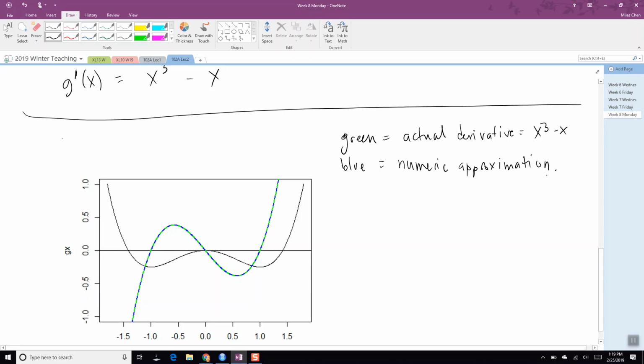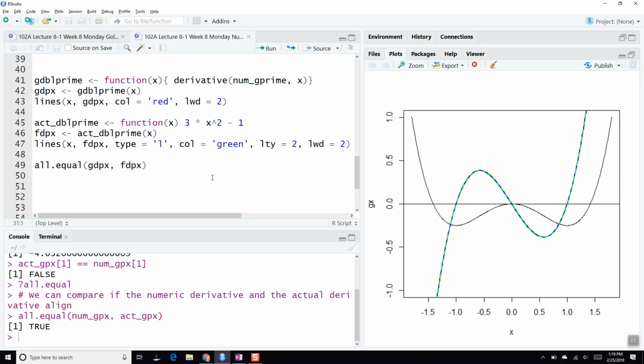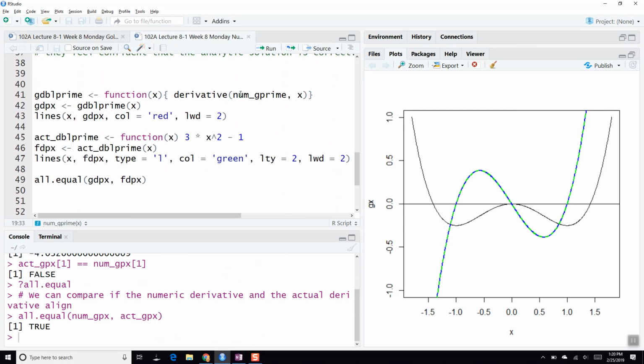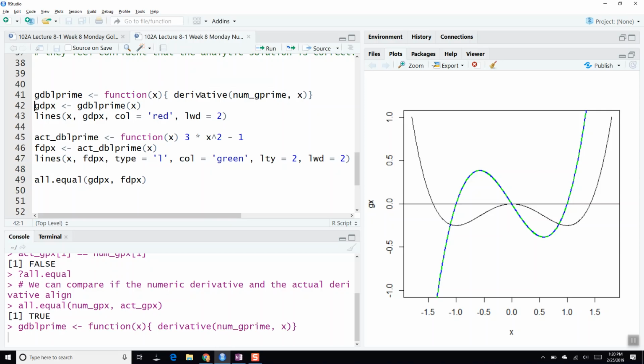Okay. So again, we have this function called numeric g prime, which just takes the derivative function and applies it to g. We can do this a second time to get g double prime. I'm going to take the derivative function and apply it to numeric g prime, and this will give me basically numeric g double prime. I'm just iteratively repeating this, taking the derivative of the derivative. Again, this is still just a numeric approximation.